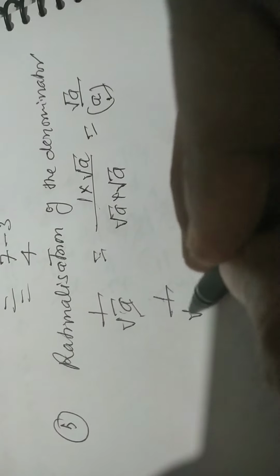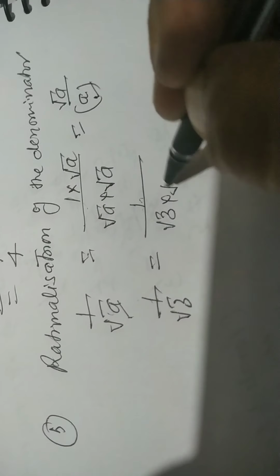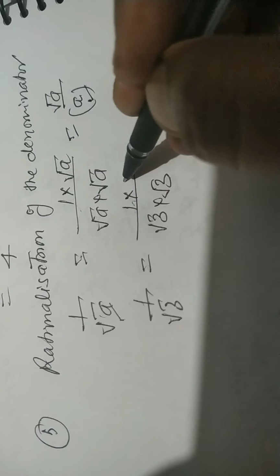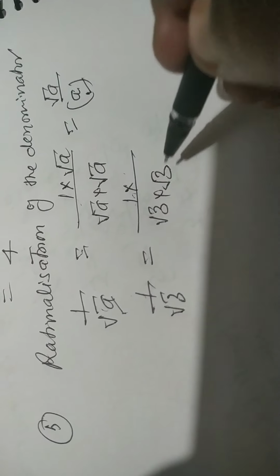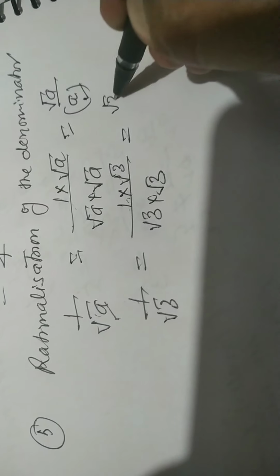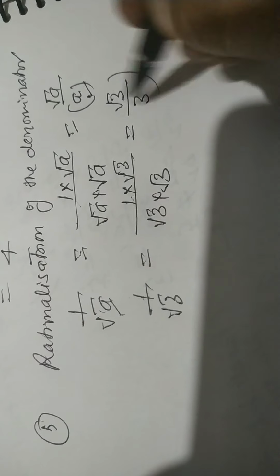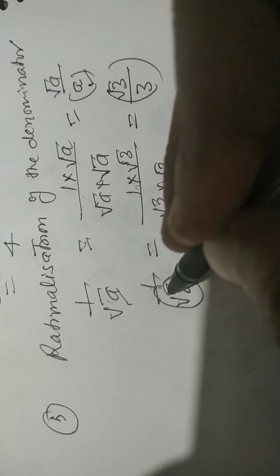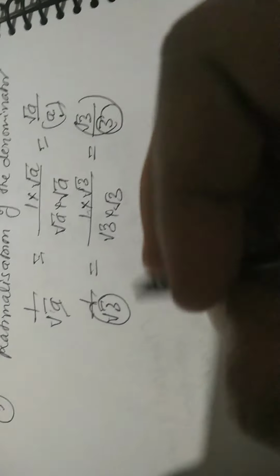Let's check it with 1 by √3. We multiply by √3 in the denominator, and if we multiply √3 in the denominator, then we have to multiply it in the numerator also. So it is √3 upon √3 into √3, which is 3. Here the denominator was irrational, and now it is rational. This is called rationalization of the denominator.